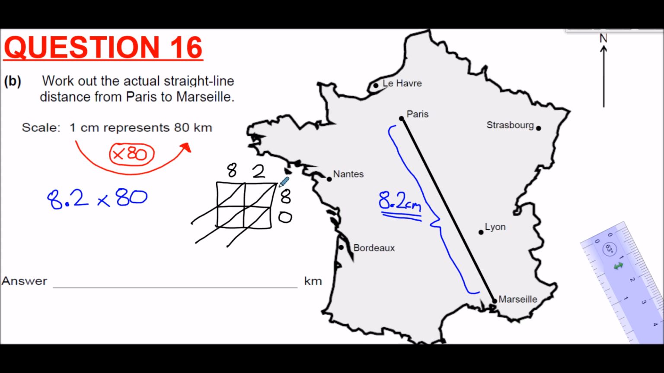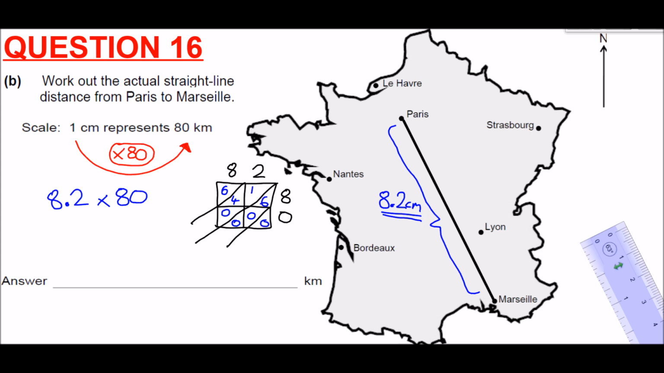So we're going to do 82 multiplied by 80. Now any number multiplied by 0 is going to be 0, so this row here is very easy to fill in. The top one, 8 times 2 is 16, and 8 times 8 is 64.